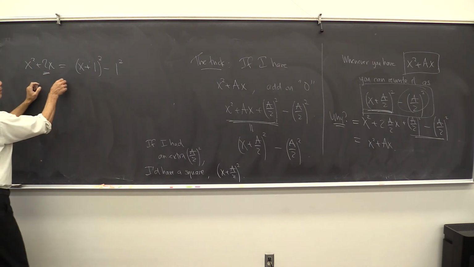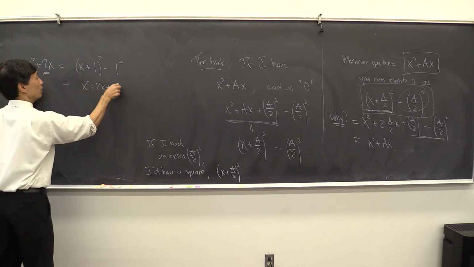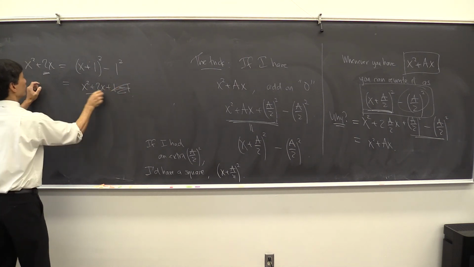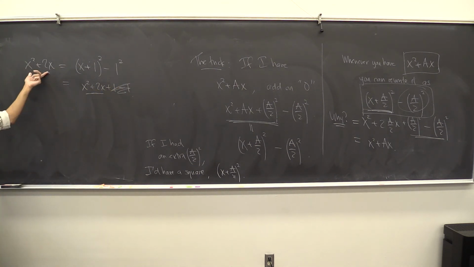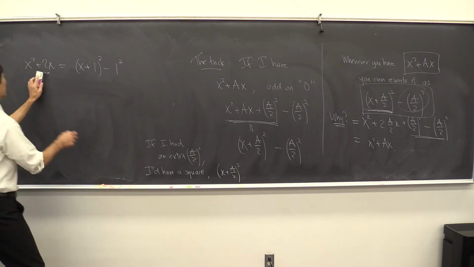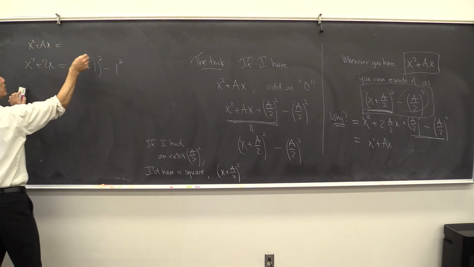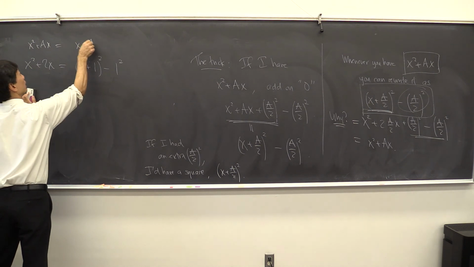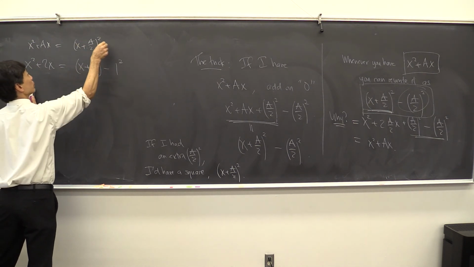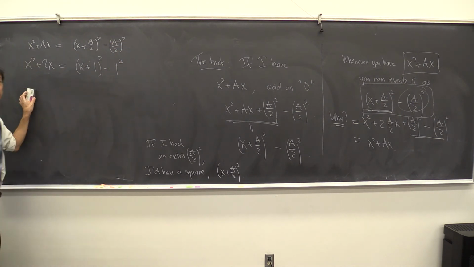Right? If I work it out, you see that it works out, right? You get x squared plus 2x plus 1 minus 1, which is indeed what we started off with. So you've taken your x squared plus ax, and you express it as x plus a over 2 quantity squared minus a over 2 quantity squared.